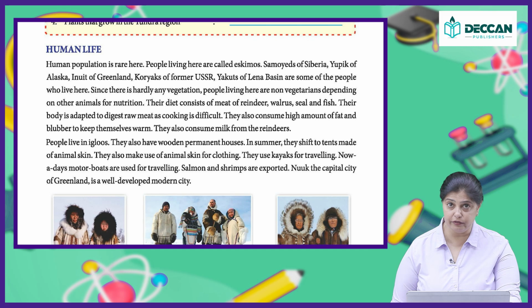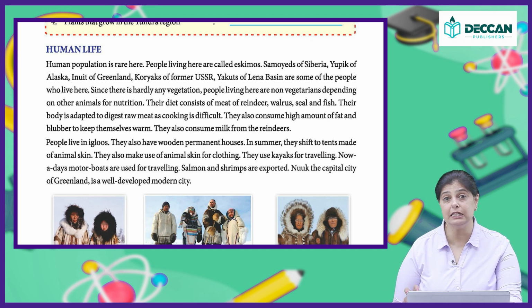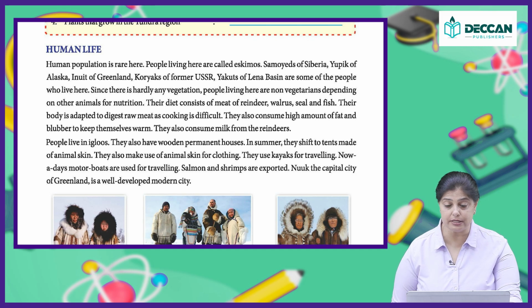Since there is hardly any vegetation, people living here are non-vegetarians and they depend on animals for their nutrition. So, their diet consists of meat of reindeer, walrus, seal and fish. Their body is adapted to digest raw meat as cooking is difficult. So these people can eat even the raw meat of these animals, because cooking gets a little difficult in these areas. They also consume a high amount of fat and blubber to keep themselves warm. They also consume milk which they get from the reindeers.